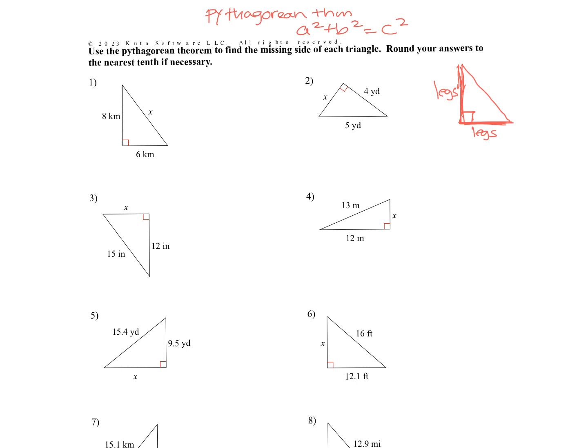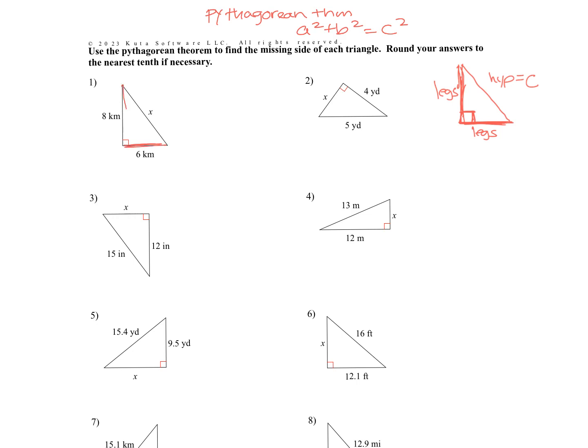My perpendicular legs are always my A and B in my formula. And my hypotenuse is always the longest side. It's always the side across from the 90-degree angle, and it's always the C. So this is always the C in my formula. So let's take a look at number 1 here.